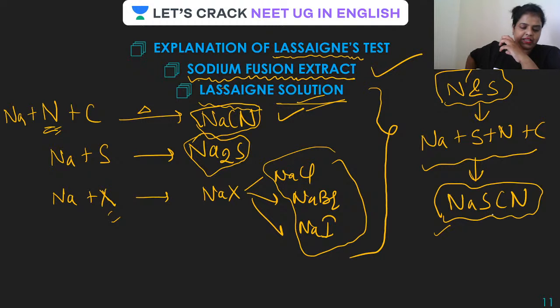I hope it is clear. Remember, nitrogen came alone, sulfur came alone, halogen came alone. But when nitrogen and sulfur are together, never alone, they both come in Lassaigne's solution in the form of NaSCN. This much is clear to you, guys?